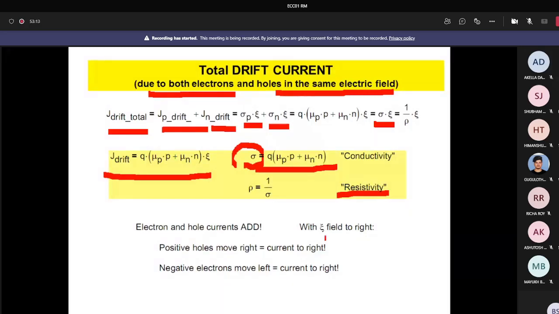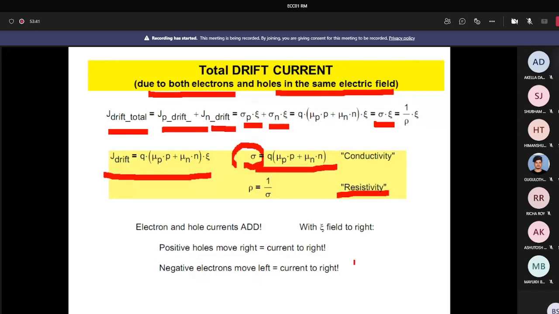Sir, what does that mu P mean? Mu P is the mobility of the holes, and there is also the mobility of electrons. Please remember the mobility of holes and mobility of electrons are different, because electron mobility is higher than hole mobility.